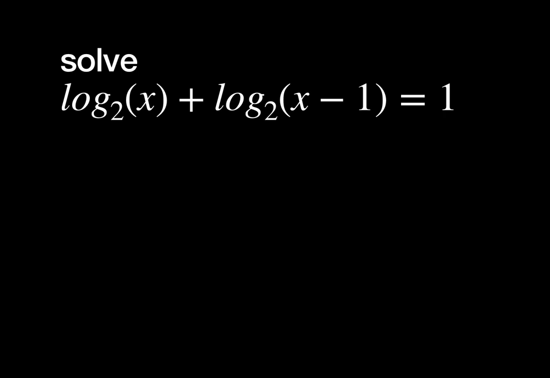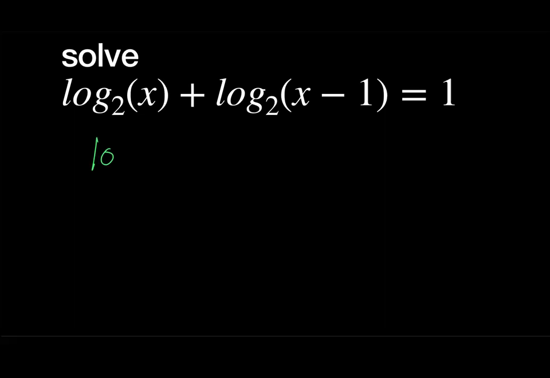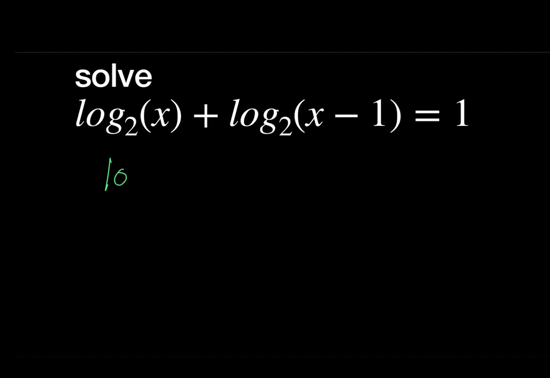Similar idea, but what's different on this one than the last slide? It's not negative, so I'm adding. If I have logarithms that are both base 2, same bases, and I'm adding, that means I'm going to multiply. So log base 2 of x times x minus 1 equals 1.